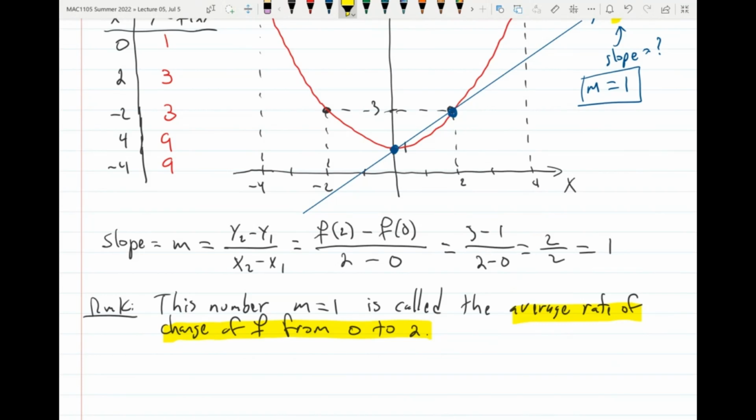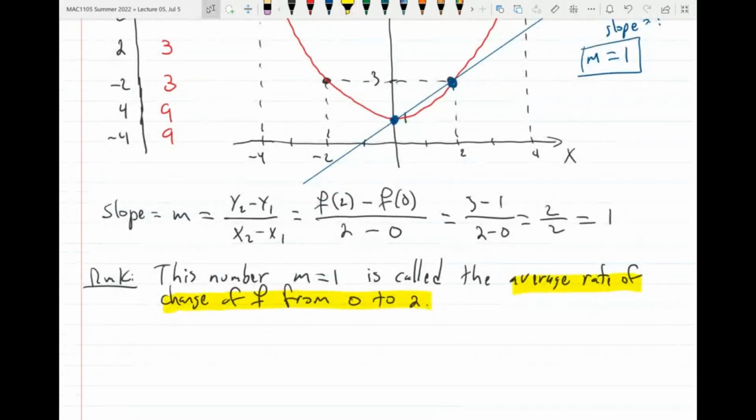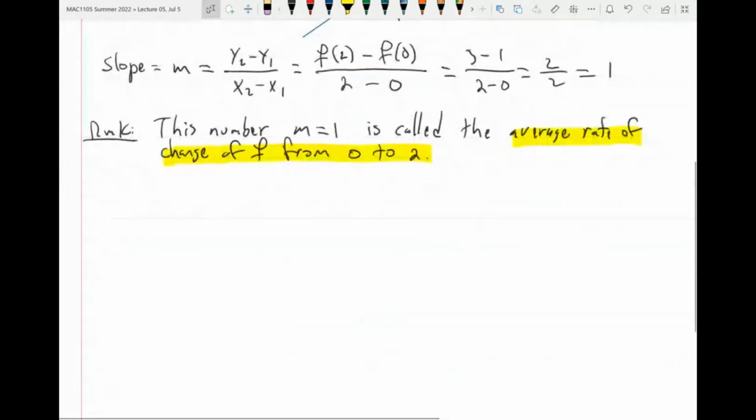And you have a formula for it: y2 minus y1 over x2 minus x1. It's just that in this case, because we have a function, instead of using y2 and y1, we use f of x2 minus f of x1, whatever your x2 and x1 are. Do you understand this? It's just a different name for the same idea that you're used to.